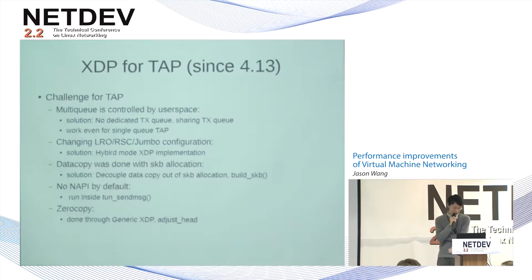And the next thing is that there's really no NAPI by default. So we decided to do it in the tun sendmsg. And the last interesting thing is that tap supports zero copy. So for simplicity, we just do all the XDP for zero copy packets through the generic XDP layer. The reason is that XDP really requires some headroom to do something like head adjustment. But for zero copy packets, maybe there's currently no way for vhost to let guests reserve something like headroom for us. So we can only do it through the generic XDP layer now.